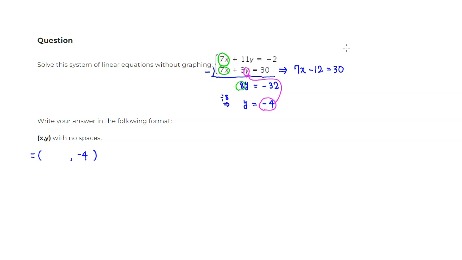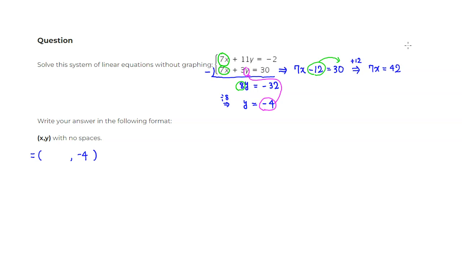But this is an easy equation to solve. Since there's only one x term, I'm going to collect the constant term on the right-hand side. I'm going to shove this to the right-hand side by adding 12 to both sides. So you have 7x is equal to 30 plus 12, which is 42.